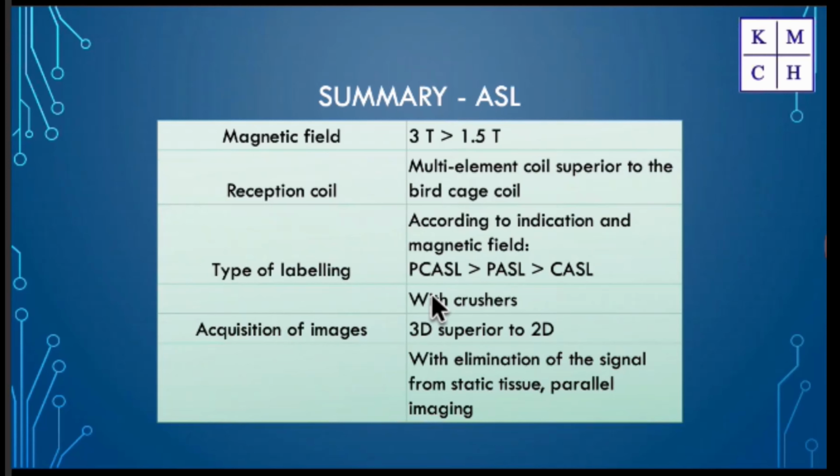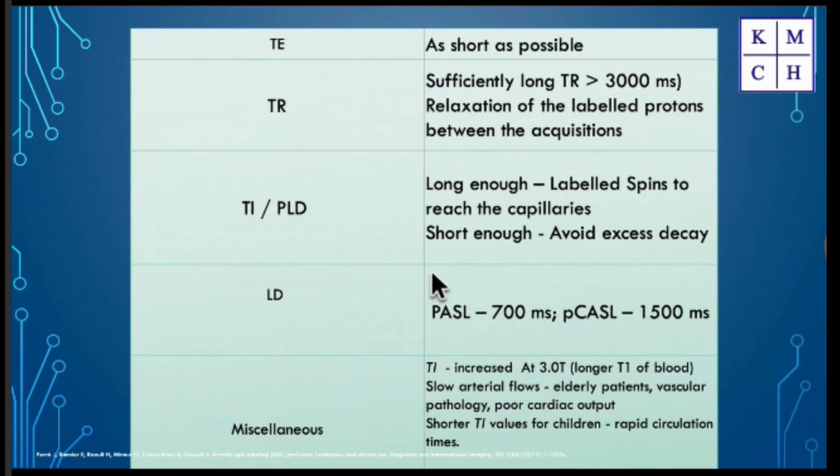Do we use a readout, 3D or 2D? 3D is preferred. What should be the TE? As in other things, as short as possible. What should be the TR? We just make sure that the labeled protons get relaxed as much as possible between the acquisitions. What should be the TI or the PLD? It's usually around 1800, varies between 1500 to 2000 as we just saw. What should be the labeling duration? As we know, pulsed ASL ensures a thick slab, which means we can afford a smaller labeling duration. Pseudo-continuous is a thin slice and needs to be applied continuously for a longer time.